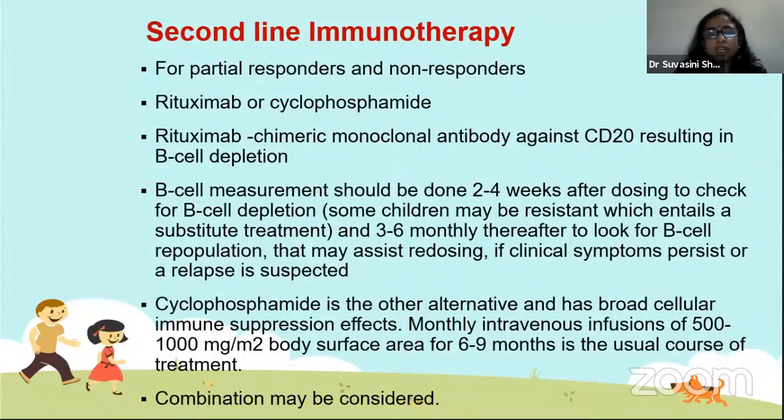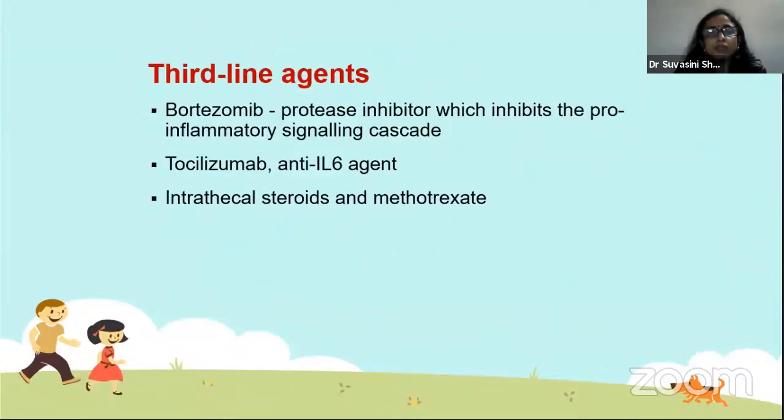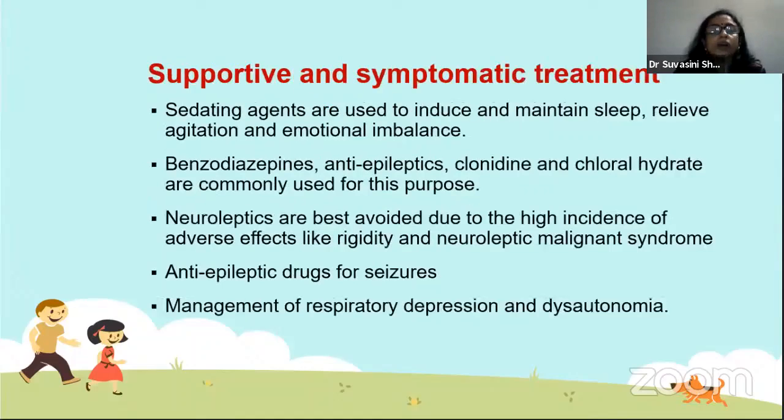Another cheaper alternative is cyclophosphamide, which has broad cellular immune suppression effects. Rarely you may need third-line agents, which are bortezomib and tocilizumab, and sometimes, rarely, intrathecal steroids and methotrexate have also been tried. And not just immunotherapy, but supportive and symptomatic treatment is also important in these patients.